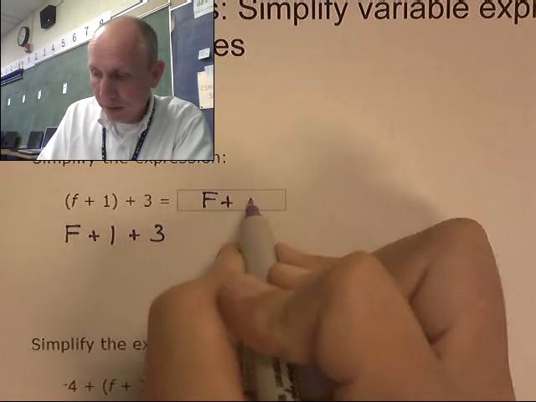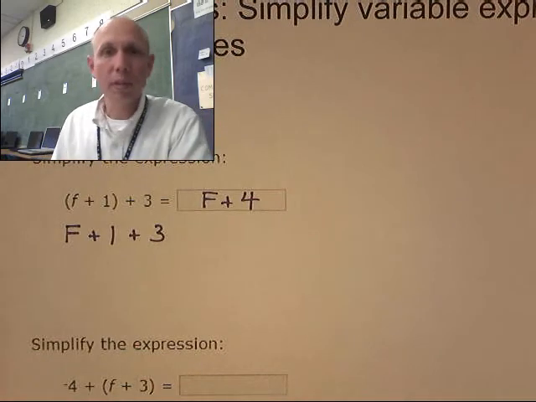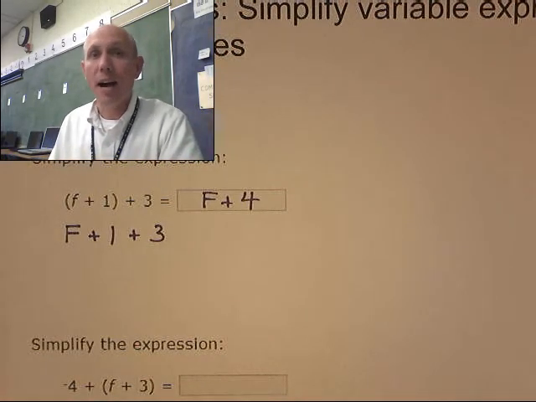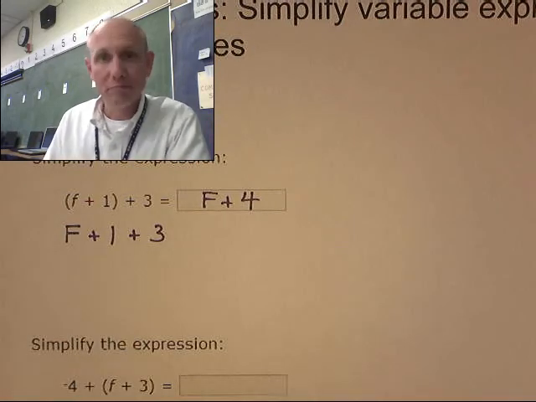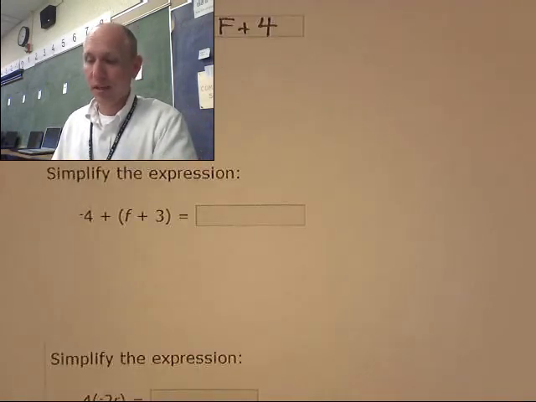This is f plus 4. That's it. I'm combining terms. The parentheses are doing nothing. Here's another one.